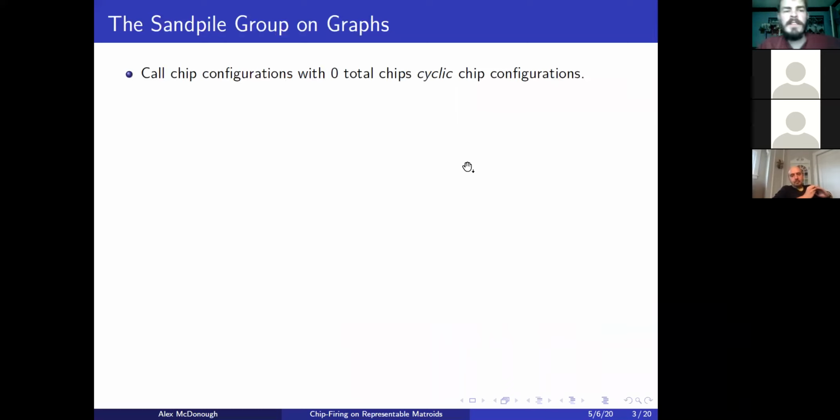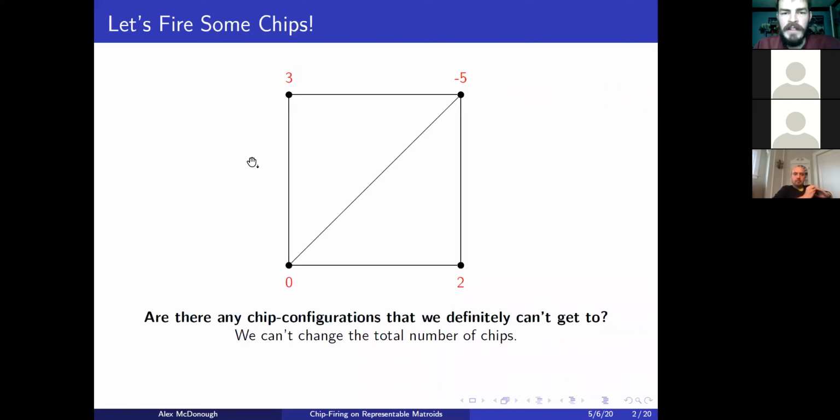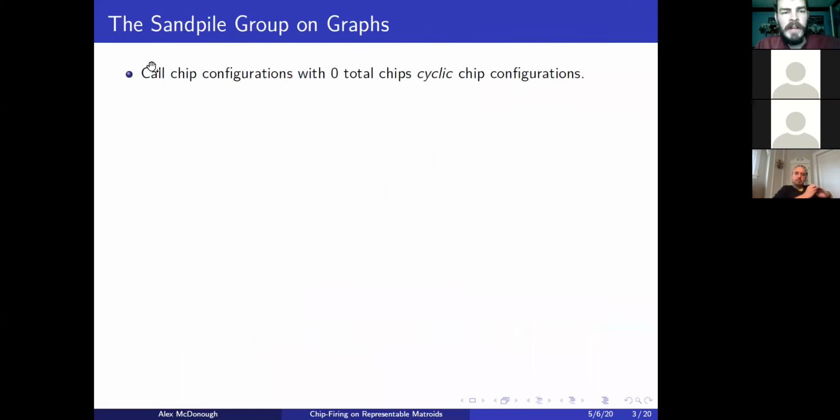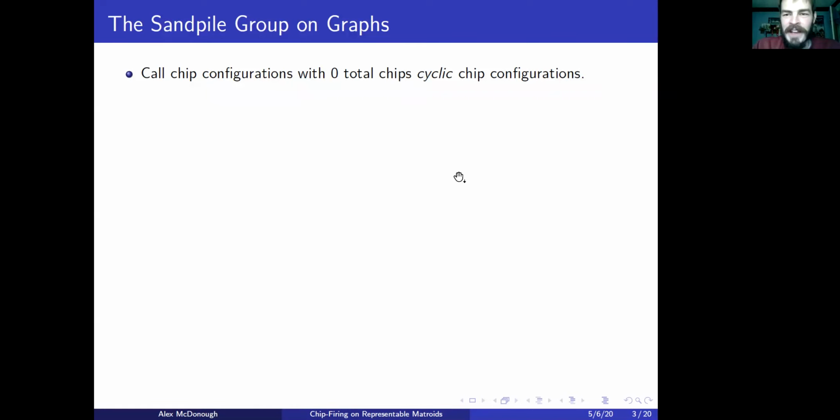Okay, so we're going to just work with chip configurations that have 0 total chips, which in the last one you can see there's 0 total chips. We're going to call these chip configurations cyclic chip configurations. And I should warn you now, things are going to sound a lot like topology, and people who are topologically inclined might ask, oh wait, isn't that this? You'll see in a few slides that that is this, and then everything will come together.